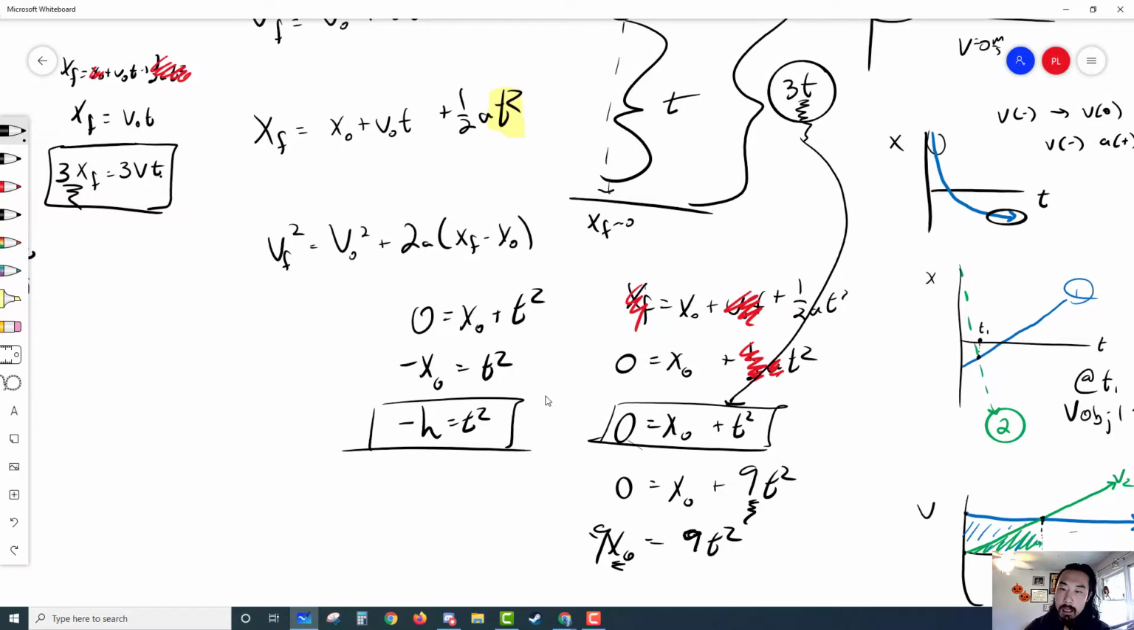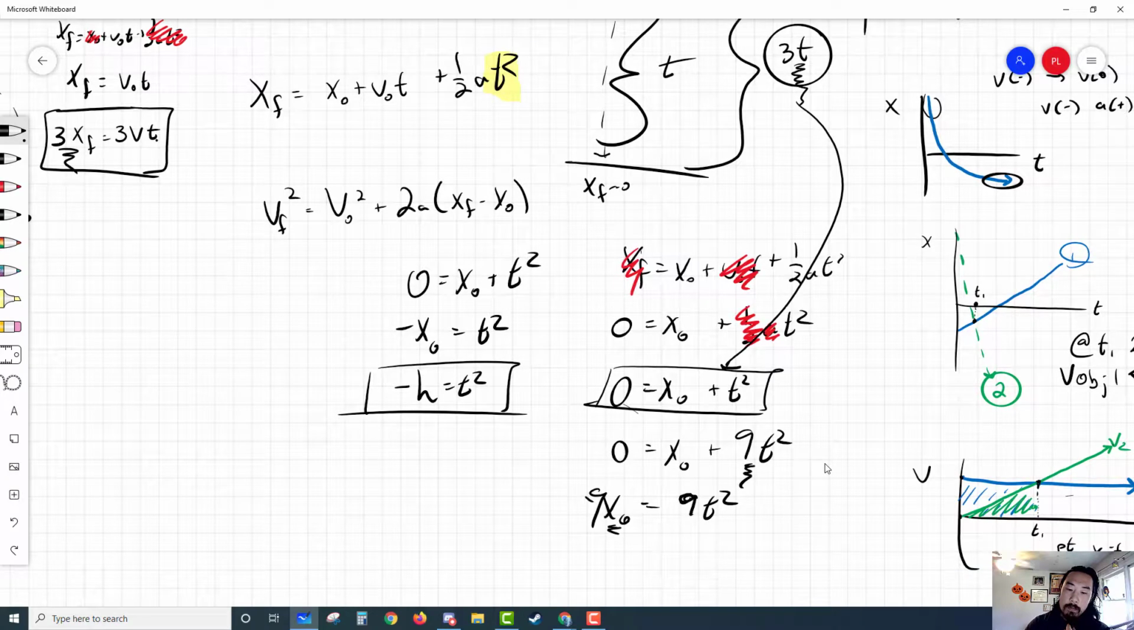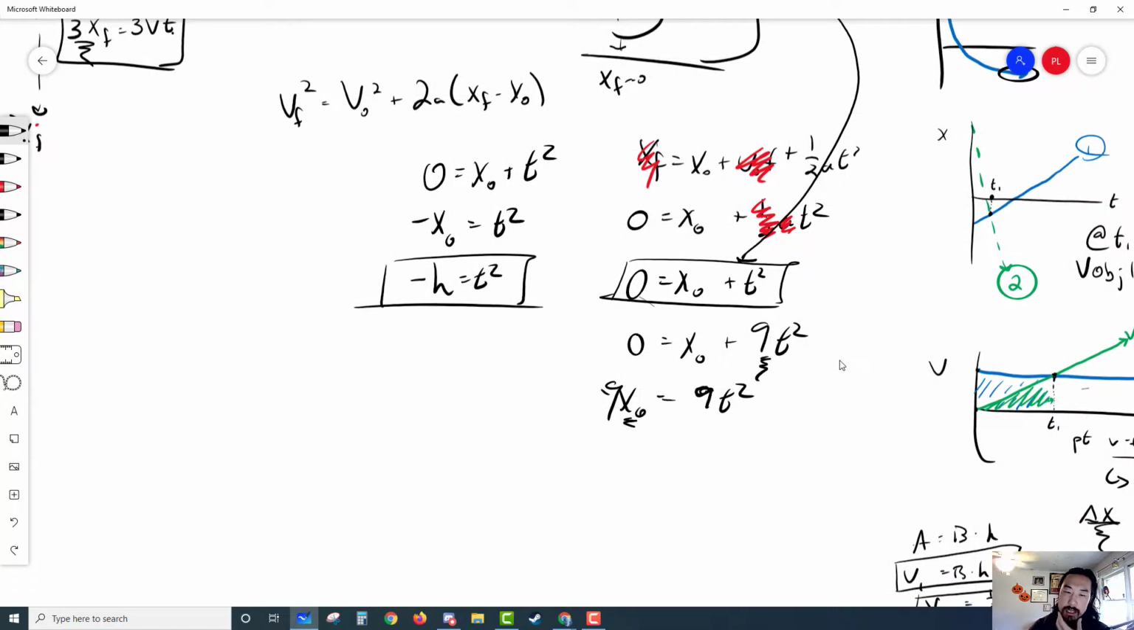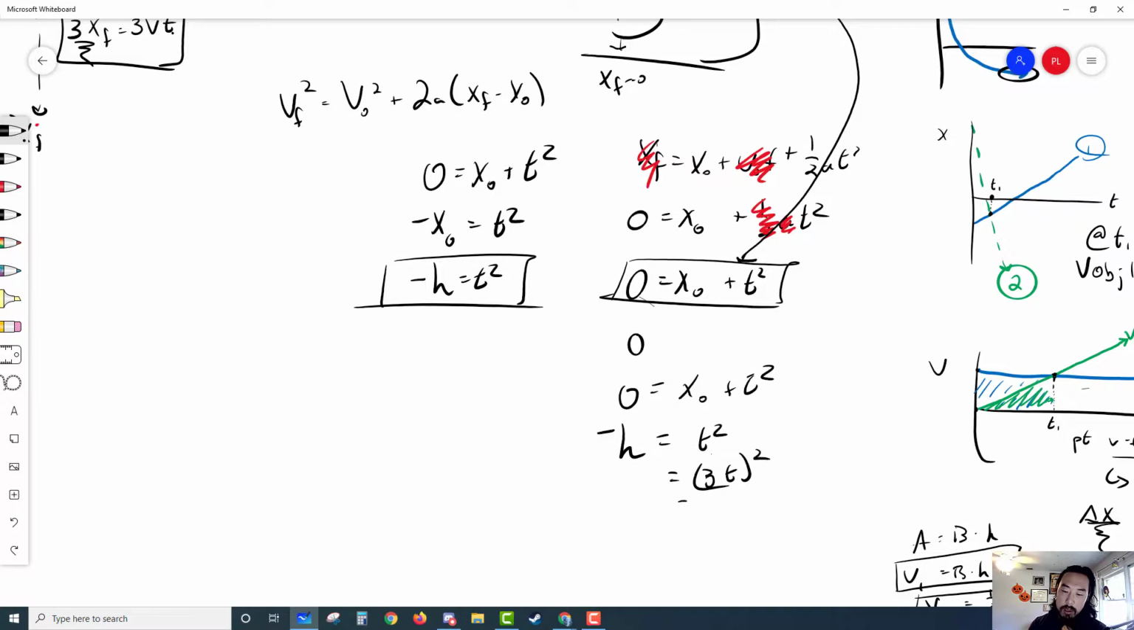And so what the AP questions will look like is if we drop it so that it falls 3 times as long, so 3t, what will it look like? Or how high up will we drop it? So I'm going to erase this real quick so I can do this math again. If we start off with 0 plus t squared, I'm going to move this to the other side and change it to h. So negative h is equal to t squared. Here we put in the 3t, and all that is squared, so that gives us 9t squared is equal to negative h.